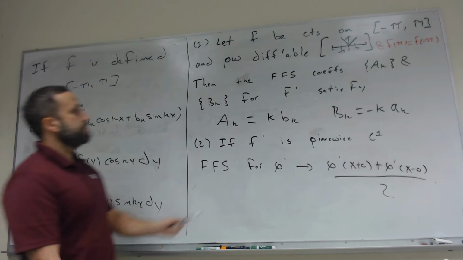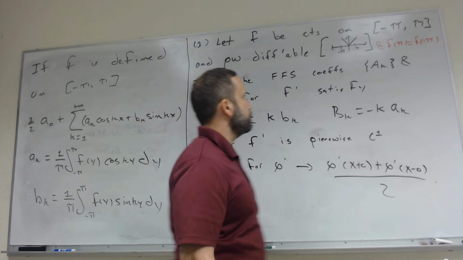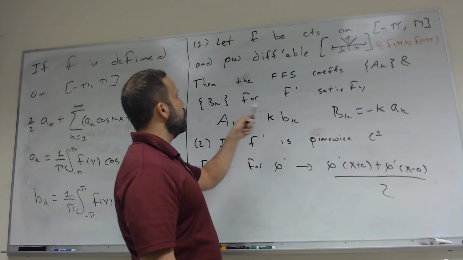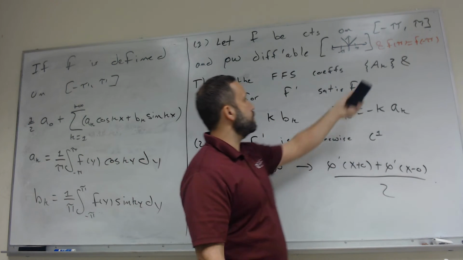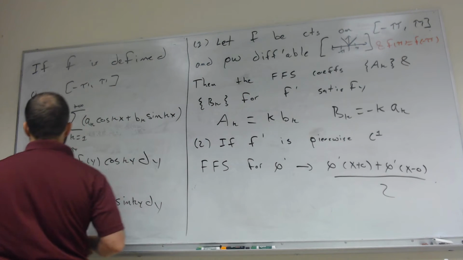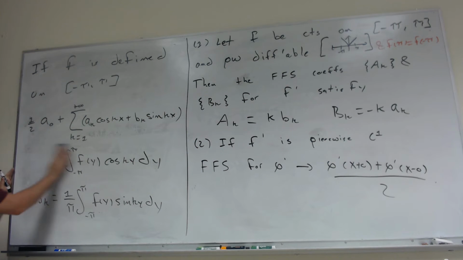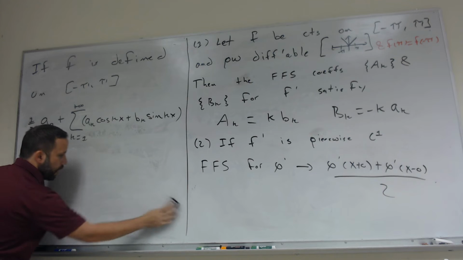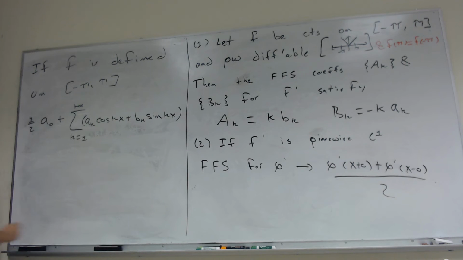Okay, and if f of pi is equal to f of minus pi, then the Fourier coefficients for f prime, which are going to be these capital letters, are given by the following formulas. So I'm going to erase this here for now. So what would we want to be true?